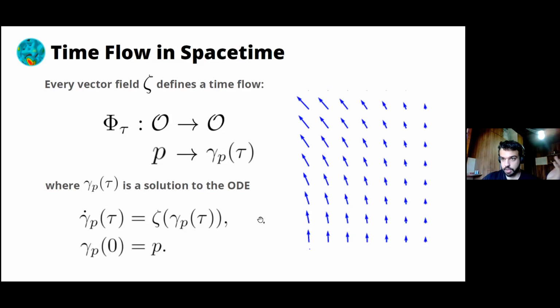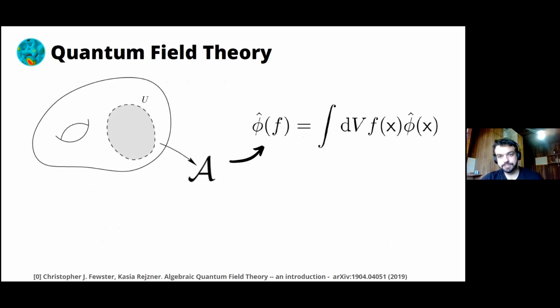So this is what I'm going to be calling the time flow. I'm always going to be associating this notion of time flow with the time-like vector field. And then having this, now we can talk about the operators in the quantum field theory and their evolution. Now, operators in the quantum field theory, right? So usually in AQFT, you assign an algebra of observables A to each open region of space-time. And then this algebra of observables is related to this mirrored version of the actual fields that we use in quantum field theory.